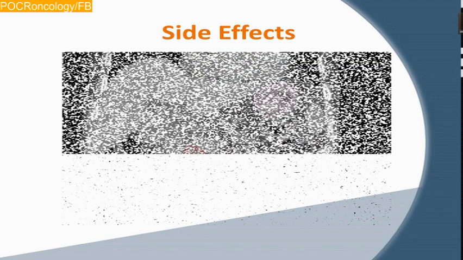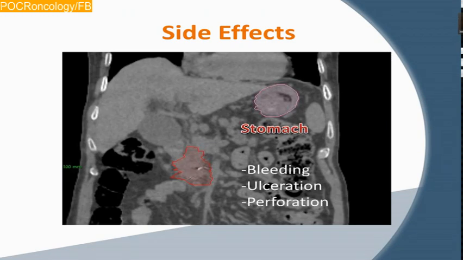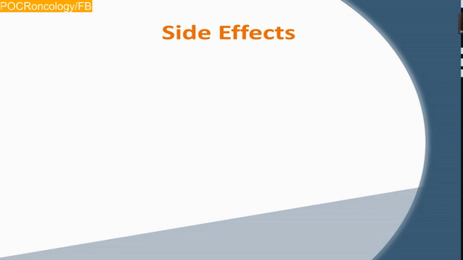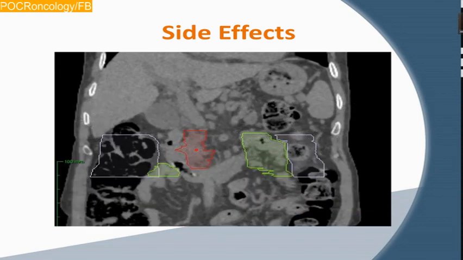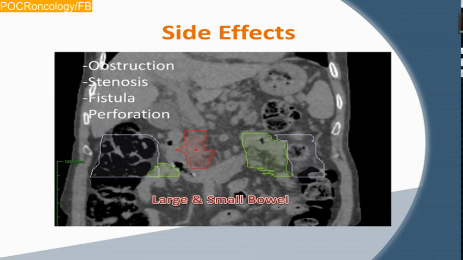The second organ here is the stomach, and that's especially for the tumor which is on the tail of pancreas. Again, we have bleeding, ulceration, perforation as late side effects. The third organ we have in proximity is the small and large bowel, and they share the same side effects. All side effects here are maintained below 10%.